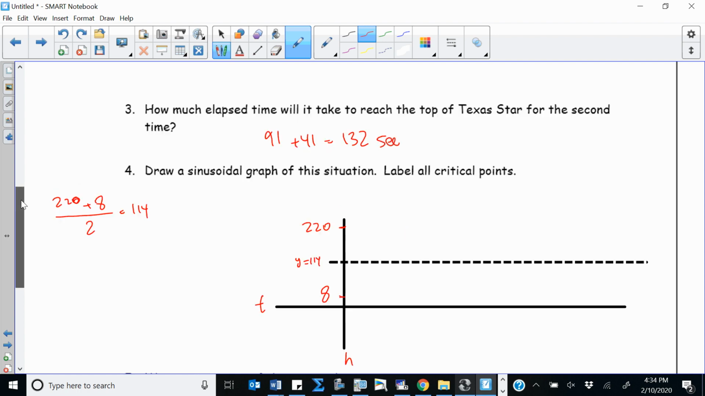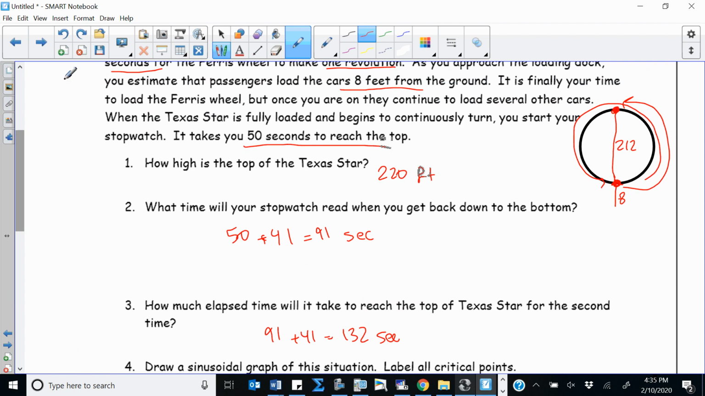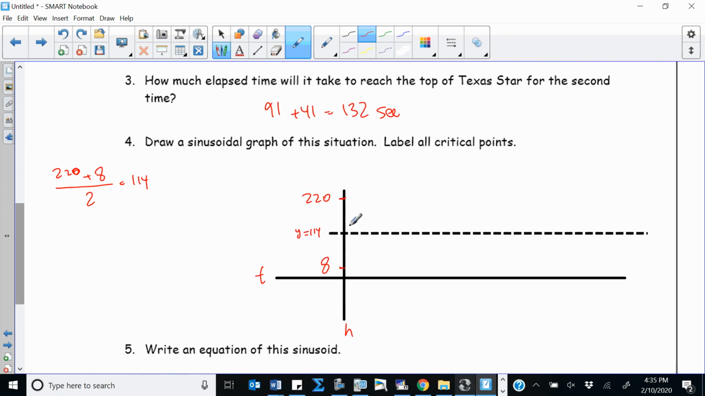Then let's go back to the problem over here. It says it takes 50 seconds to reach to the top point. So if I start my stopwatch here at time equal to 0, it takes 50 seconds to reach to the highest point, which is here at 220. So this is the first point that I already have here.